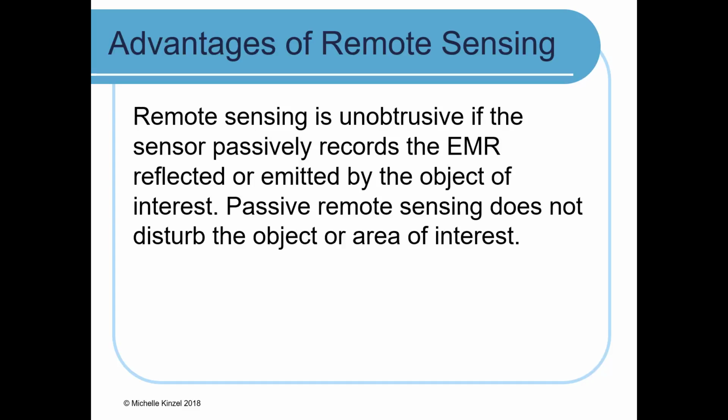Remote sensing is unobtrusive if the sensor passively records the electromagnetic response reflected or emitted by the object of interest. Passive remote sensing does not disturb the object or area of interest.